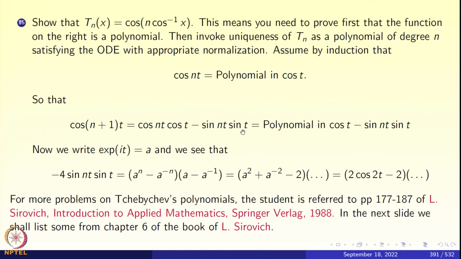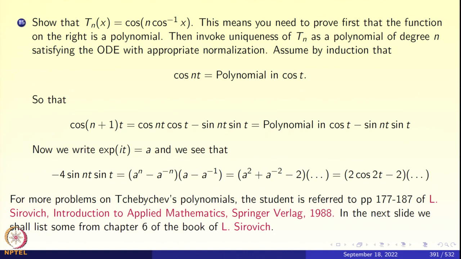What is sin nt into sin t? What is exponential of it? Let us call it a. Exp of it, let us call it a. So sin nt is going to be what? a to the power n minus a to the power minus n upon 2i. What is sin t? a minus 1 upon a, upon 2i. So there is a 2i and there is a 2i, and so I brought the 4 on the left hand side.